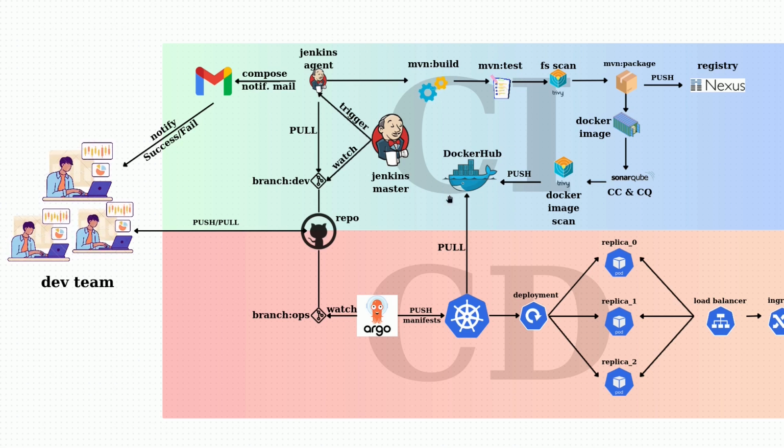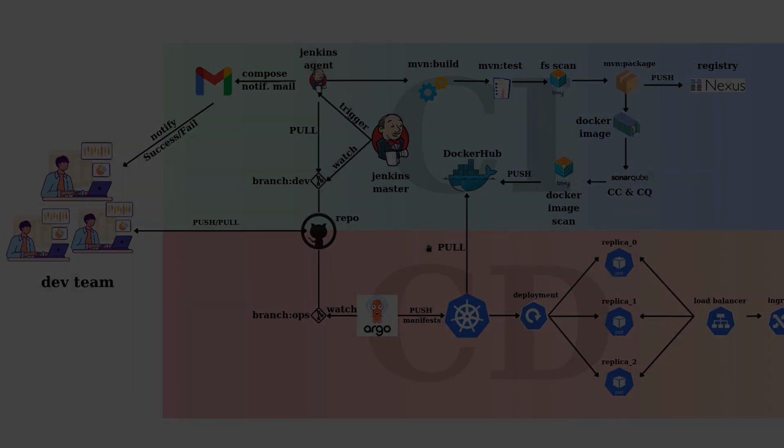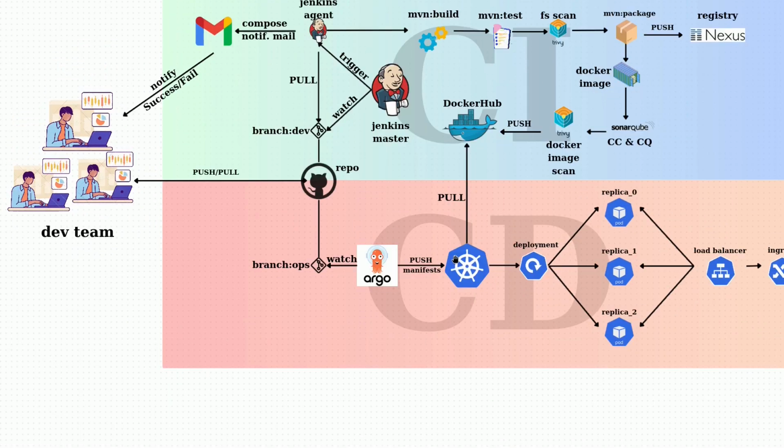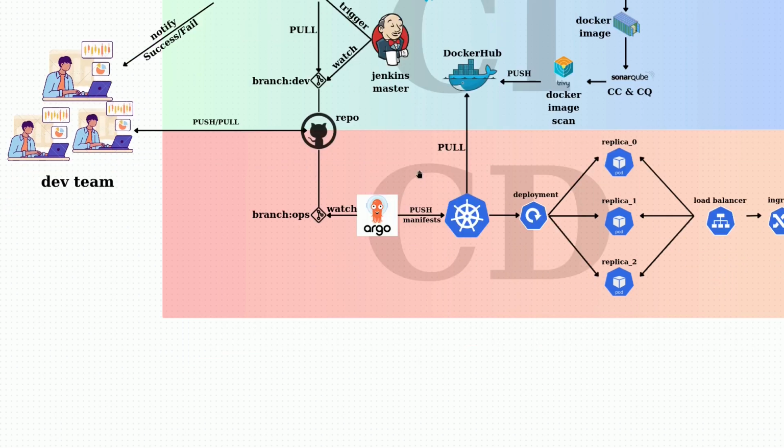Now we are going to talk about the CD part. While the main actor in the CI part was Jenkins, the main actor in CD is Argo CD. Argo CD will watch for changes in the ops branch and then pull the latest manifests. Manifests are basically YAML files that contain code for Kubernetes. Then Argo CD pushes the latest manifests to our Kubernetes server.